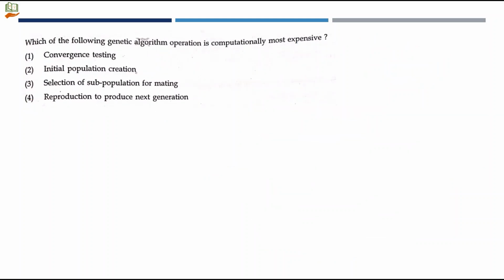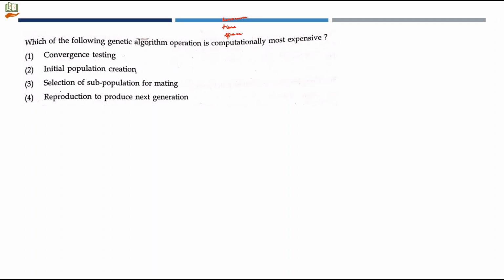Next question. Which of the following genetic algorithm operation is computationally most expensive? So when they say it is computationally most expensive, we can say there involves lots of calculations which may increase the time, or they can say this will occupy more space, more usage of resources too. So which of the operation is going to be most expensive?